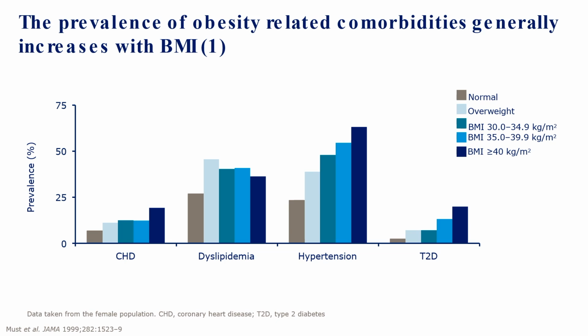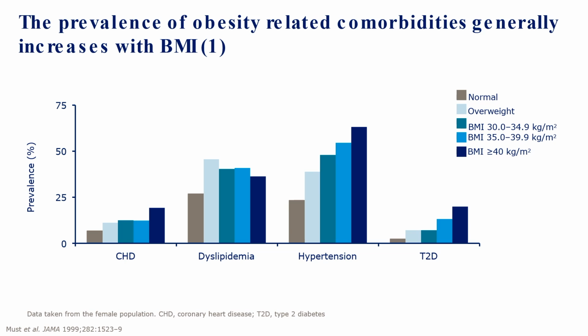So, for example, shown here in the brown is if you are normal weight, and then as you increase your BMI to the dark blue, which is a BMI of over 40, you can see that generally, as your BMI increases, then the risk of that morbidity also increases. So that's seen for coronary heart disease, hypertension, where you can see almost a straight line as you increase your BMI, and type 2 diabetes.